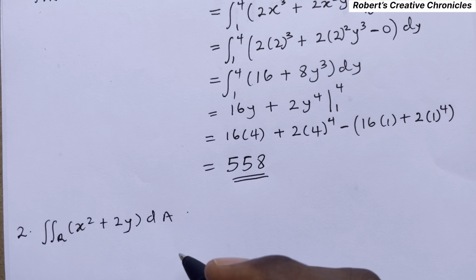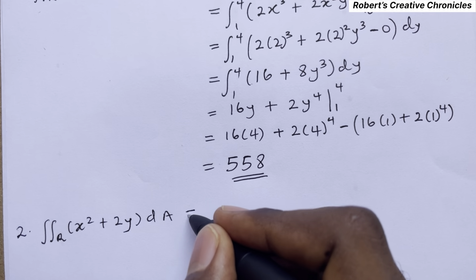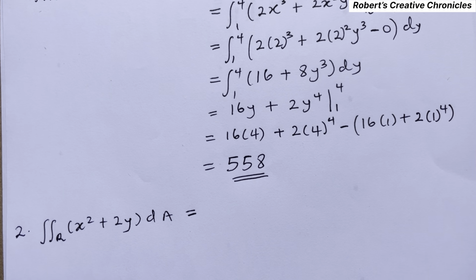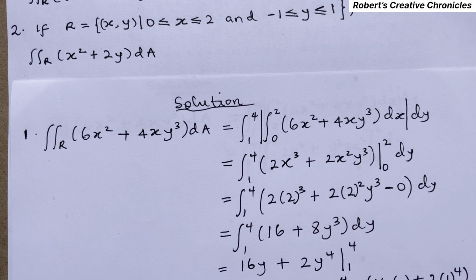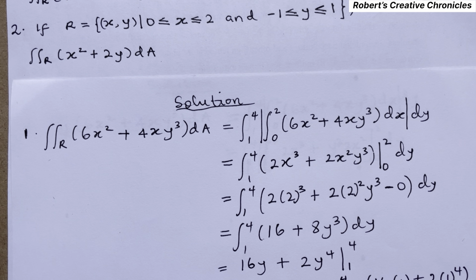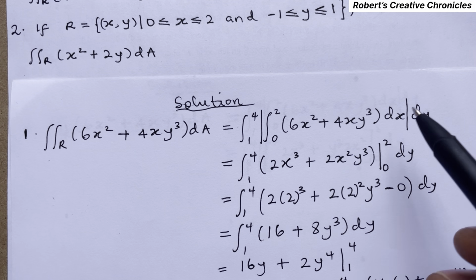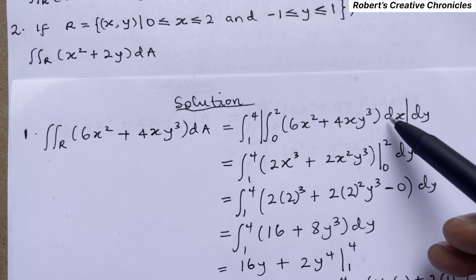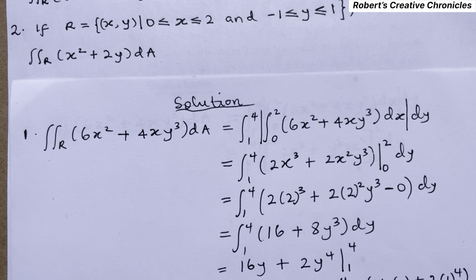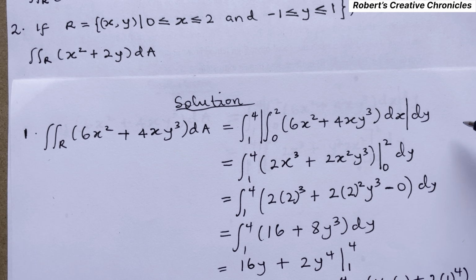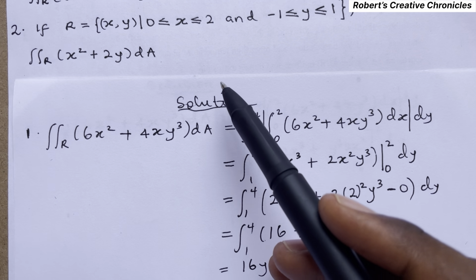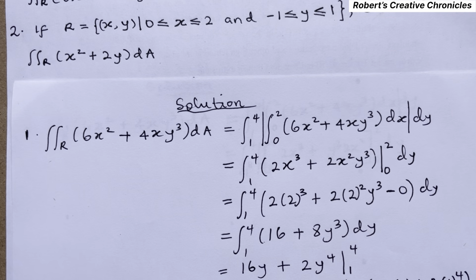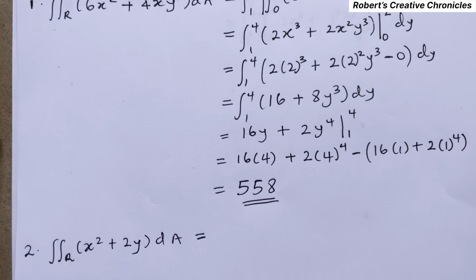So here is the second one. Now, let's substitute the values of x and y. So x is 0 and 2, and y is 1 and negative 1. In this second one, we're going to use the reverse. Instead of using dx dy, now we're going to use dy dx. But even though you use dx dy, it's still the same. But let me show you the approach of how to use dy dx. So in this one, we're going to substitute x first, then y second. So this is 2 and 0.